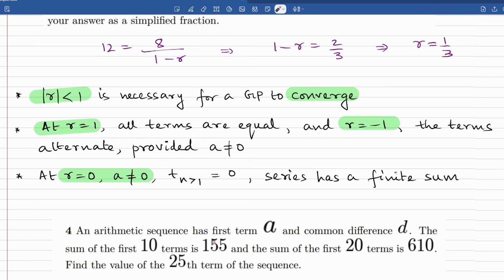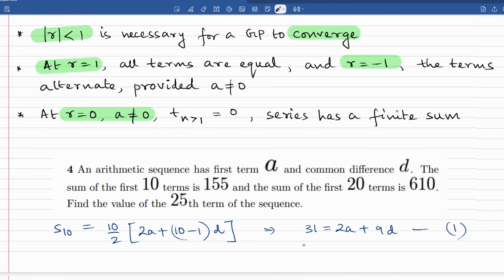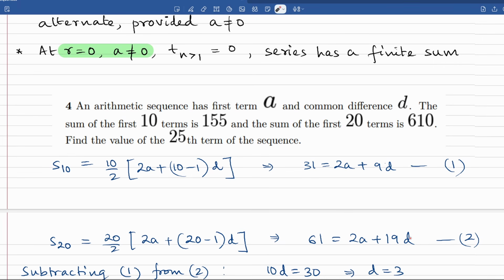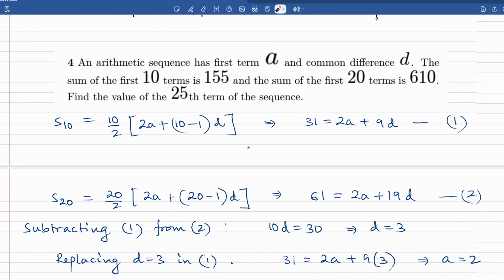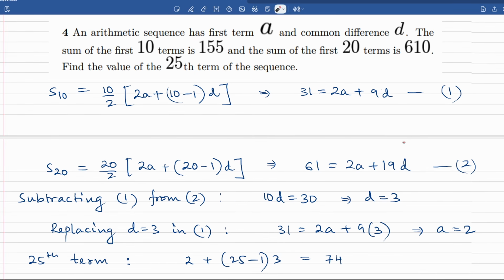I hope you have solved it. This one is not that difficult. Basically, figure out S10, you will get an equation in a and d from that. Figure out S20, you will get an equation in a and d from that. Solve the simultaneous equations, you will get d is equal to 3. Replace d is equal to 3 in any one of the equations, you will get a is equal to 2. That will give you the 25th term quite easily.